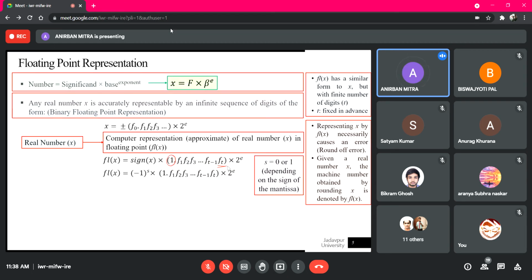We can also write the same expression like this. Sign of x is replaced by (-1) to the power s, where s can have either a 0 value or a 1 value, depending on the sign of the mantissa. So if s is equal to 0, this becomes a positive number, and if it is 1, then the number is negative.